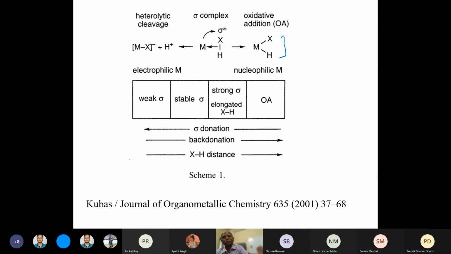So when I have a very strong, positively charged metal system, then of course I can break it in this fashion. So then it will become MH and H plus. If I have a net charge of +1, then MH and H plus, right? So that's heterolytic cleavage.